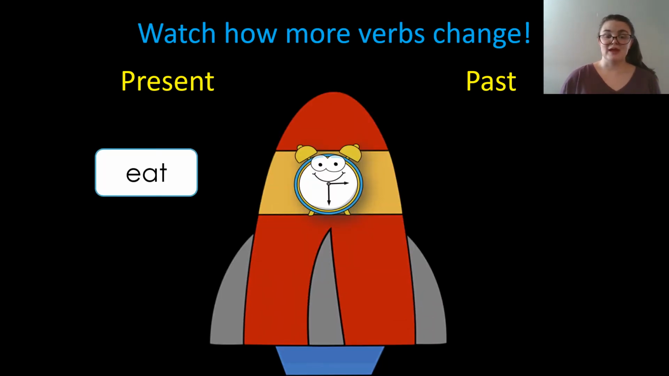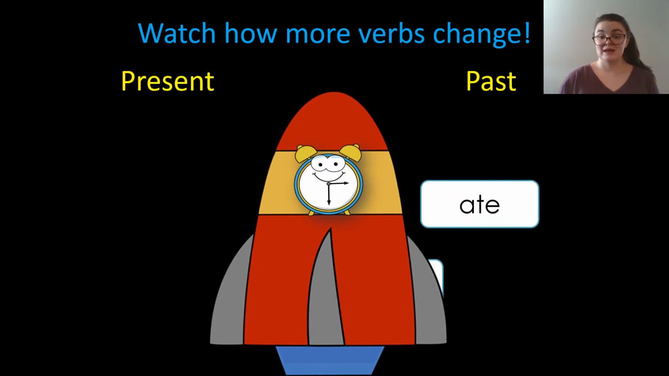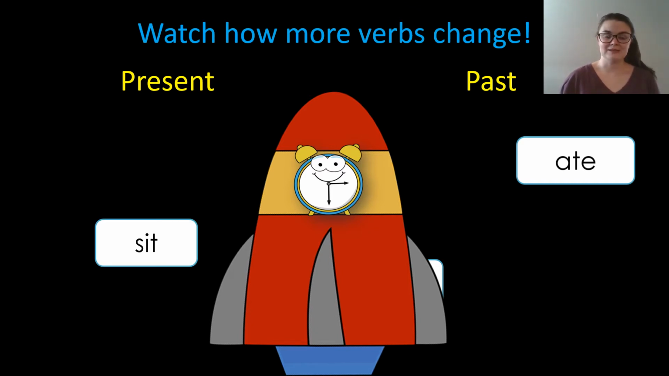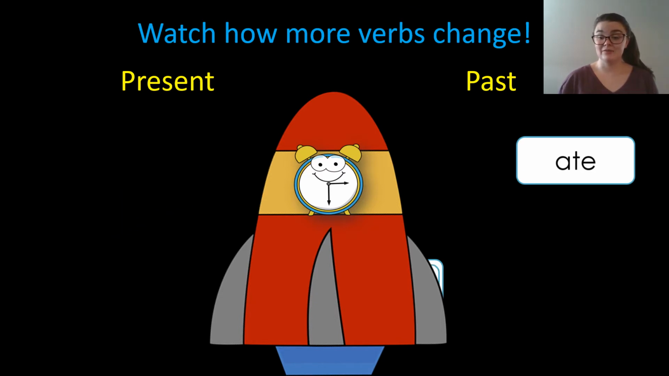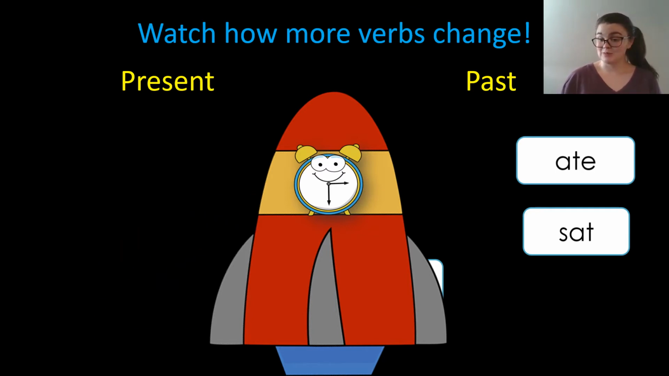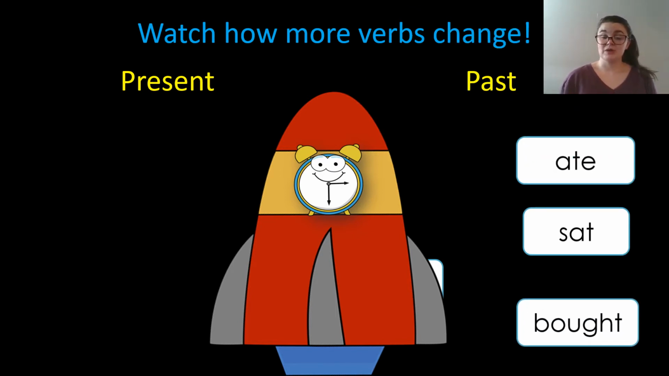In the present tense, we have eat. In the past tense, it becomes ate. It does not change to eated because that doesn't sound good. Sit is in the present tense. I would change that to the past tense of sat. And in the present tense, we have the word buy. In the past tense, we wouldn't say buyed. We would say bought. So each one of these words totally changes in the past tense.